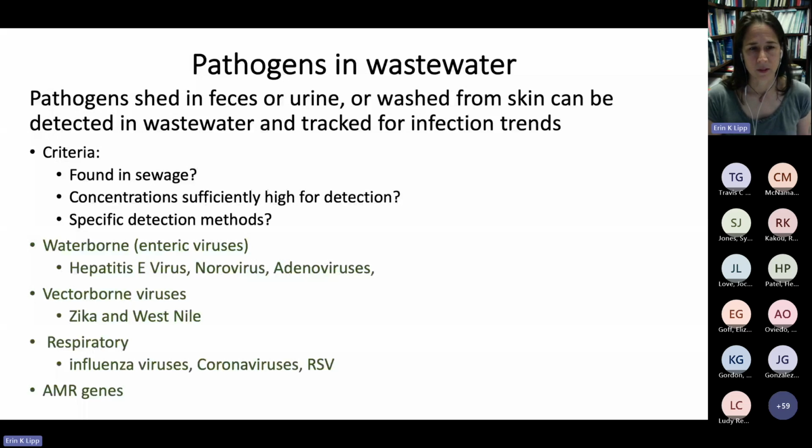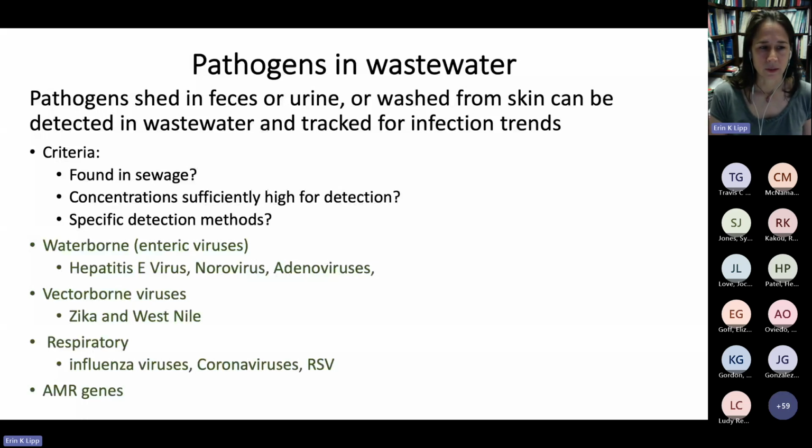Can you find it in concentrations that are sufficiently high that you can detect it with relative ease? And do you have specific detection methods to identify it? Places where this has either been used, at least on a small scale, or the utility has been proven, things like hepatitis E virus, norovirus, adenoviruses. It's also been used, again, for polioviruses, successfully in the last couple of years, as seeing some new cases of poliovirus pop up in unexpected areas.